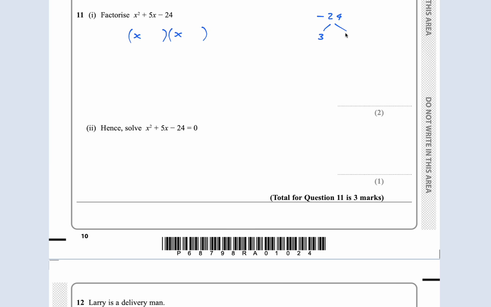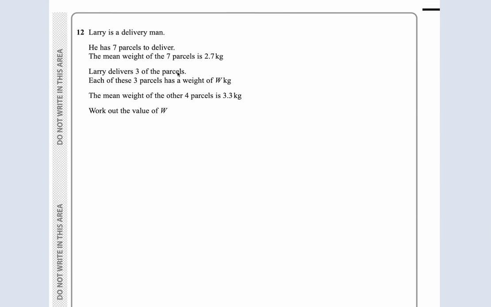So 3 times 8 gives me 24, and I want plus 8 and minus 3, because minus 3 plus 8 gives me the plus 5. So minus 3 plus 8. And then it says, hence solve this. So once you factorize it, the solutions are just x equals 3 or x equals negative 8. It's the opposite sign of this because it's where x minus 3 equals 0. Okay, that's 11. Question 12.